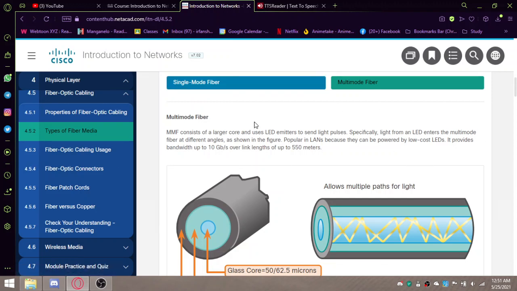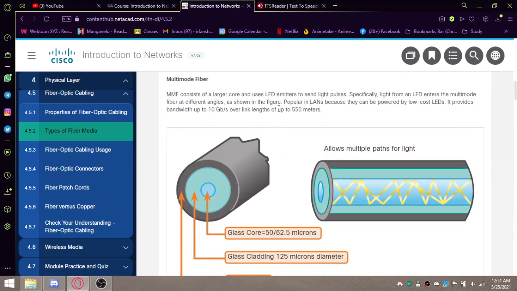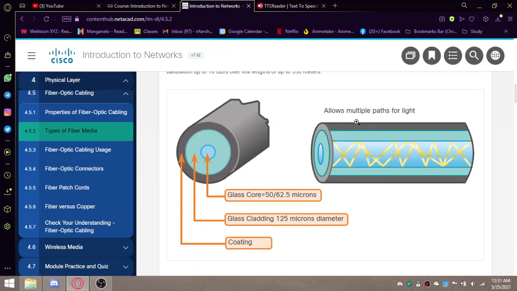MMF consists of a larger core and uses LED emitters to send light pulses, especially light from an LED enters the multi-mode fiber at different angles. As shown in the figure, popular because they can be powered by low-cost LEDs. It provides bandwidth up to 10 gigabytes per second. Wow! Over link length up to 550 meters. No wonder Ethernet is so fast.